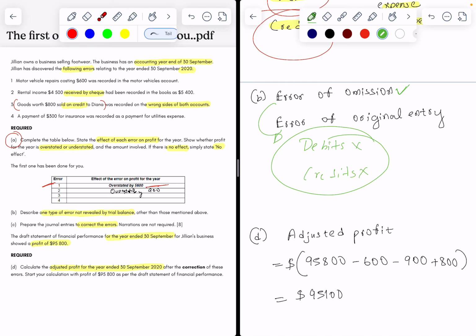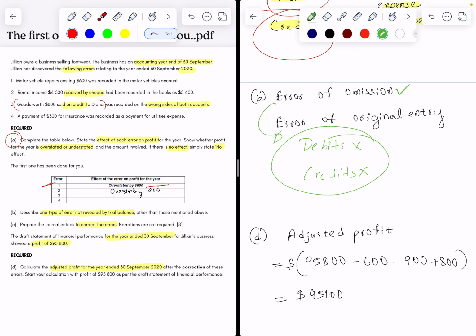All right, so part C is the journal entry to correct the errors, which we have already done when we were solving for part A. So let's now find the adjusted profit. We are given the draft profit prior to the correction of these errors, and that is $95,800, as you can see here. And the requirement in part D is to derive the adjusted profit for the year ended 30 September 2020 after the correction has been done.